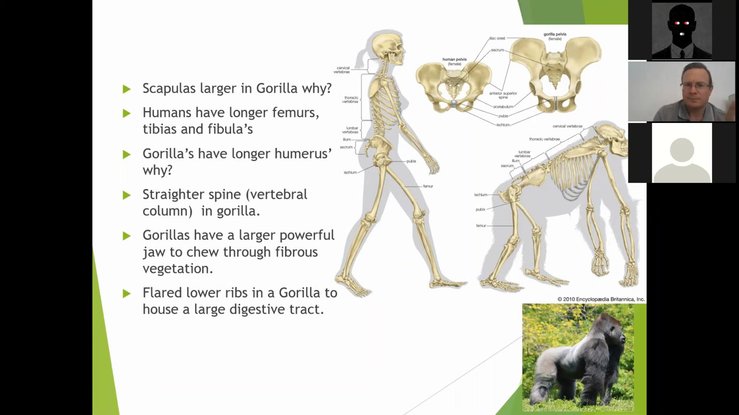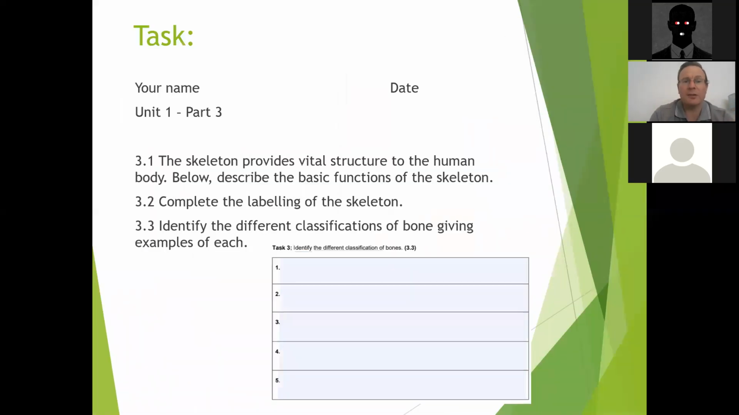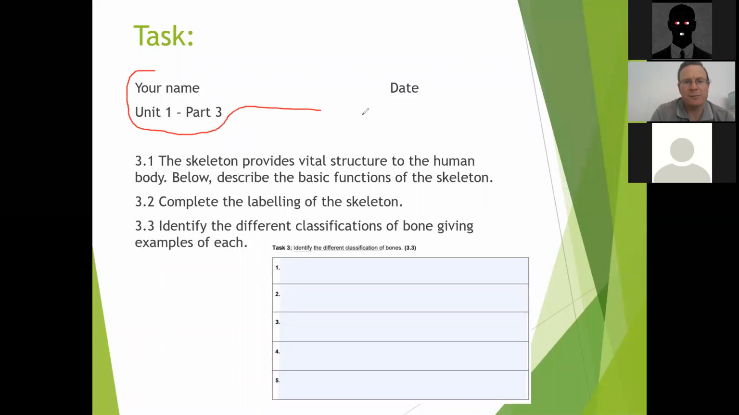So essentially you're going to get your piece of A4 paper, and at the top, you're going to write your name, and that it's Unit 1 and Part 3, skeletal system. You could even add that too. Then you're going to do 3 questions for me.